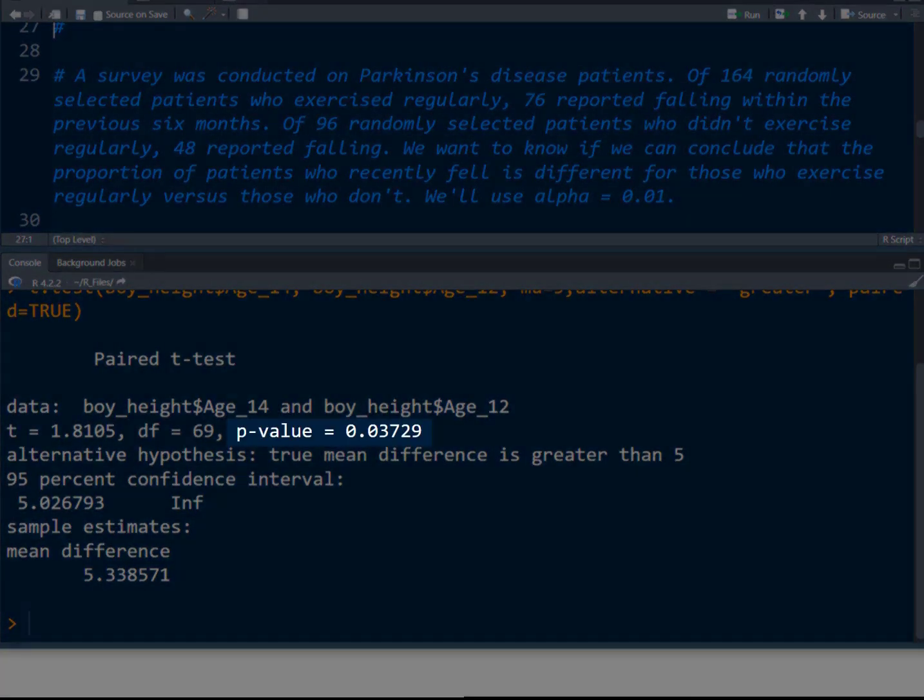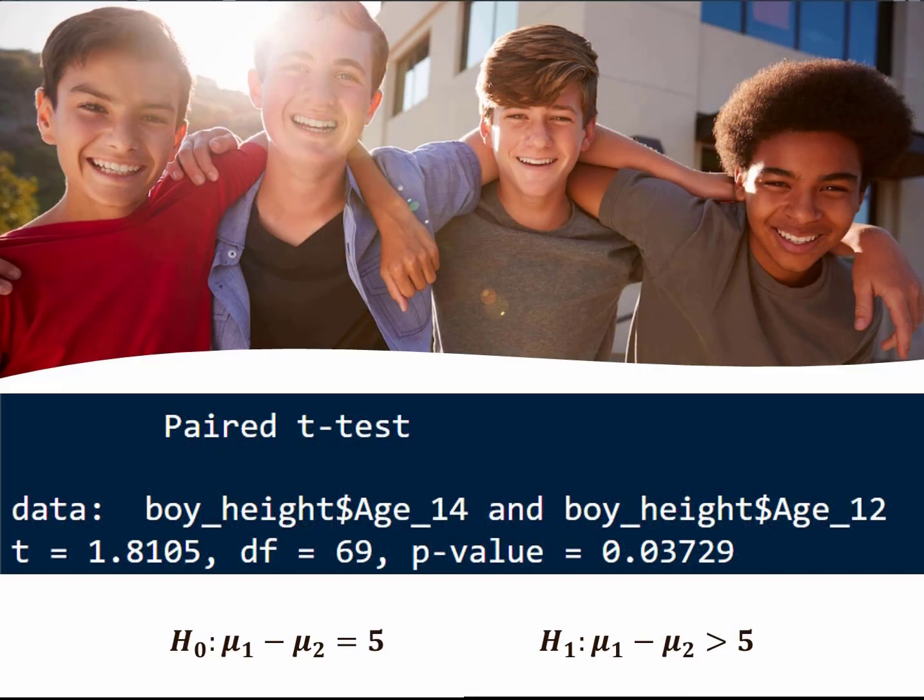Here we find the p-value to be 0.03729, which is small enough to reject the null hypothesis. We conclude that there is enough evidence to say that the mean height increase is more than 5 inches.